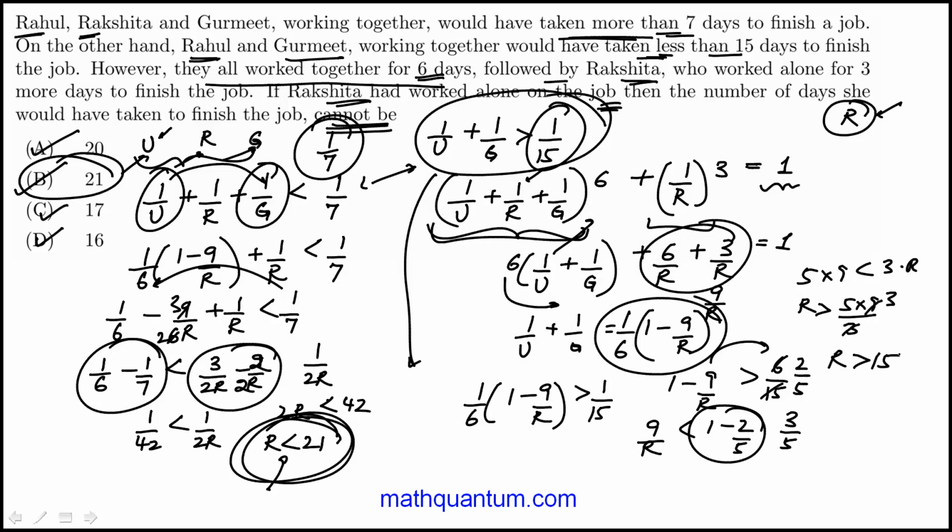So just in case, they could have phrased the question differently. So now it becomes very clear R has to satisfy this condition, and it can't be equal, it has to be less than. So the answer is B.